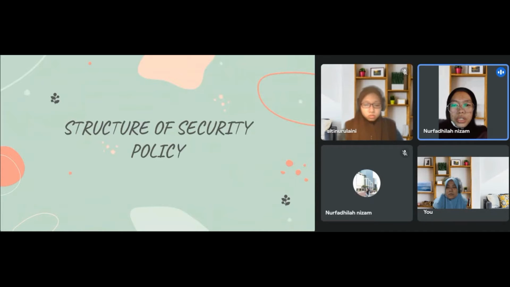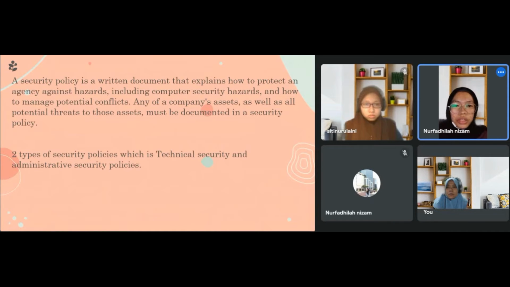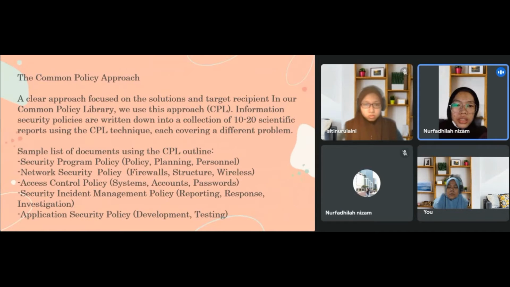Structure of security policy. A security policy is a written document that explains how to protect an agency against hazards, including computer security hazards, and how to manage potential conflicts. Any company asset, as well as all potential threats to those assets, must be documented in a security policy. There are two types of security policies, which are technology security and administrative security policies.